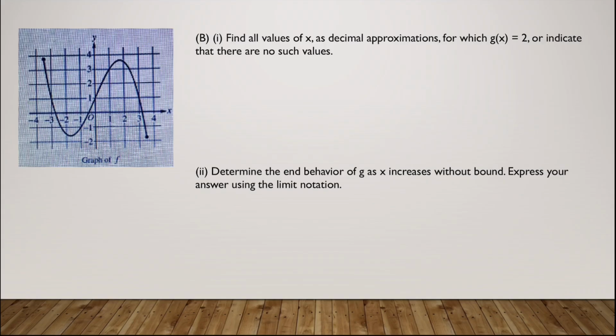Now there are two ways you could approach the second question. It says determine the end behavior of G as x increases without bound. Express your answer using the limit notation. Since we already had a graph in part 1, you don't need to input the value. So just press the trace button and keep tracing the graph by pressing right, right, right, right, right. And the end behavior becomes very clear and simple.